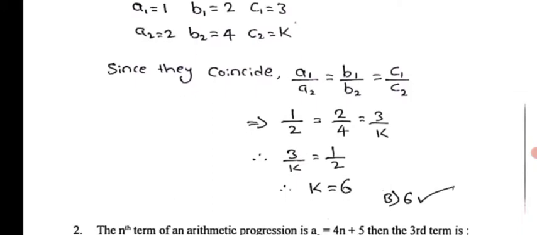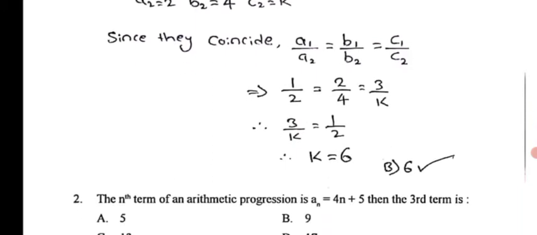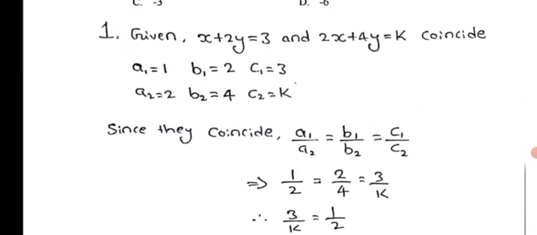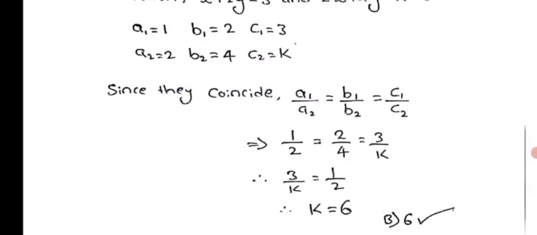So 3 by k is equal to 1 by 2 we can take. So k will be equal to 6. So B, 6 is the right answer.